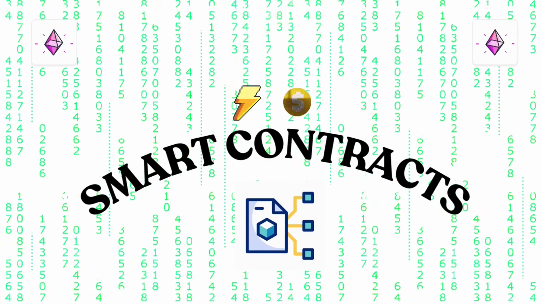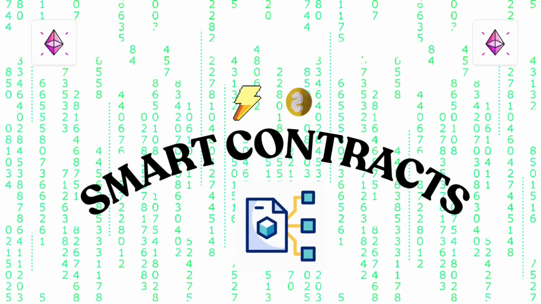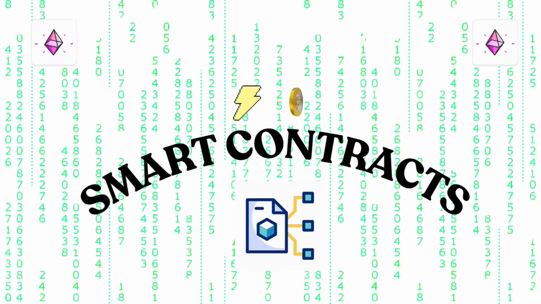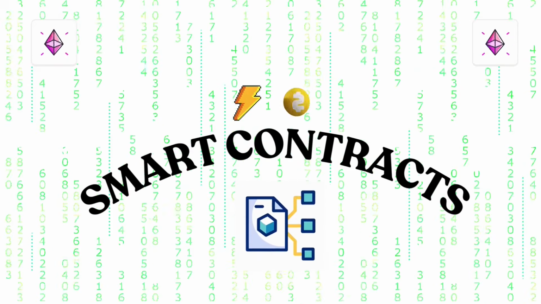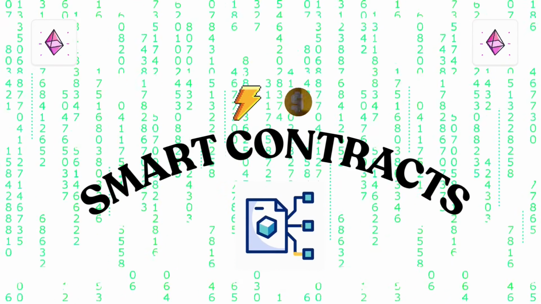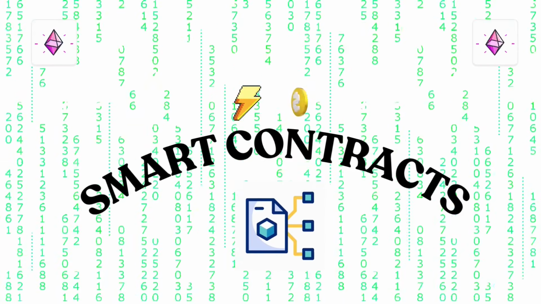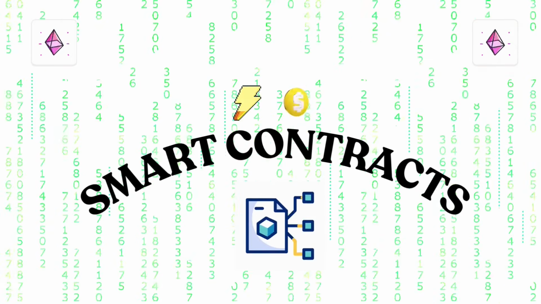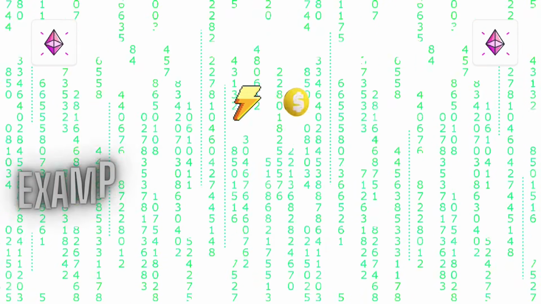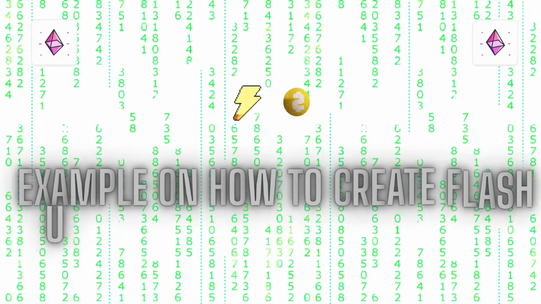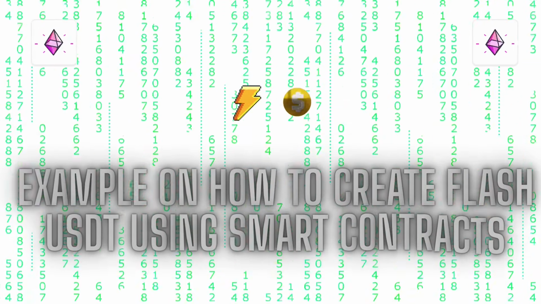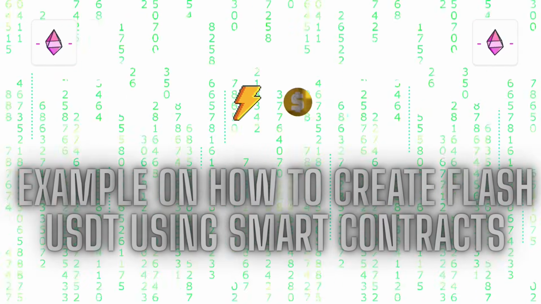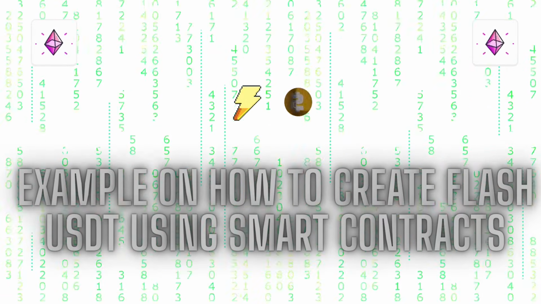A smart contract is a self-executing, programmable contract with the terms of an agreement directly written into lines of code stored on a blockchain. It automatically enforces and executes predefined actions. These Flash tokens are generated briefly by using a function, what we call in crypto Flash loans. So let's see an example on how to create Flash USDT using smart contracts. This tutorial is only for demo purpose and is not meant for anybody to perform any malicious activities.